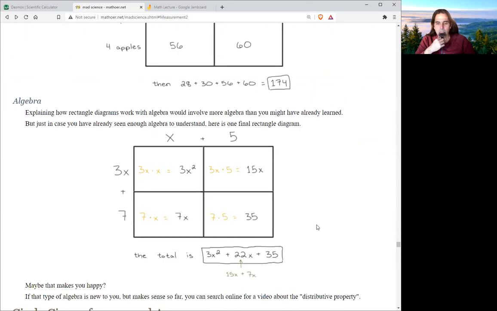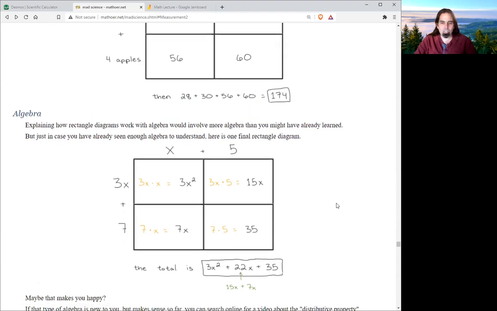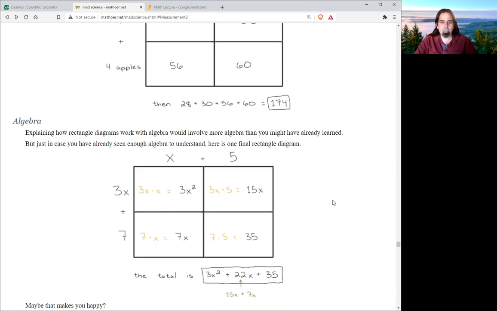And lastly, if you have more algebra than I expect, if you've done something like x plus 5 and multiply that by 3x plus 7, again, you'd go bit by bit. 3x times another x is 3x squared, or 3x times 5, 5 times 3 makes 15 of those x's, and so on. And when you're done, you add up all 4 bits. So there's lots of different times and different kinds of math where people might use rectangles to represent multiplication. And maybe it's good for you, or maybe you just have to put up with it when you see it on the GED.